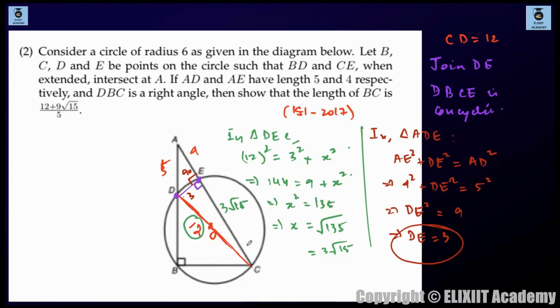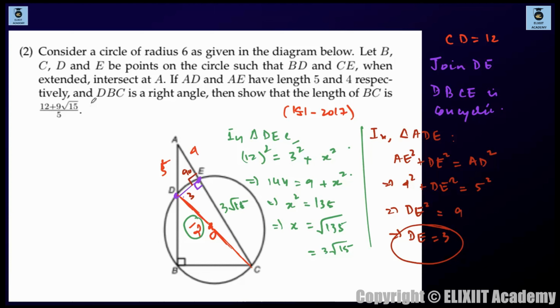Absolutely. CA times CE. So we use that theorem. Which one? The two secants or the two chords intersecting outside the circle. Here the two chords are what? BD and EC. BD and EC are intersecting outside the circle. So we can think of this method.